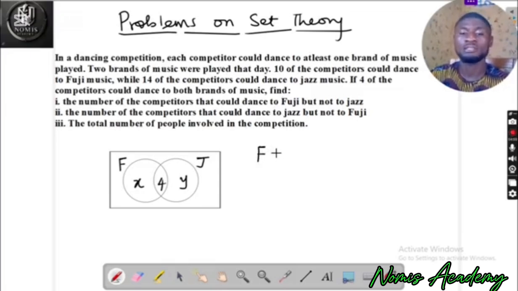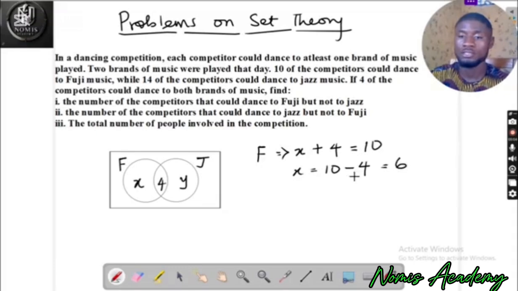Those that could dance to Fuji were x plus 4, but all of them are equal to 10. What's the value of x? So x is equal to 10, 4 goes to the other side and becomes minus 4. So that means the value of x is 6. So 6 people dance to Fuji only.